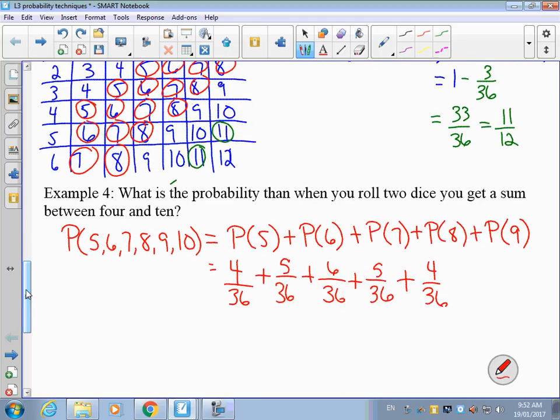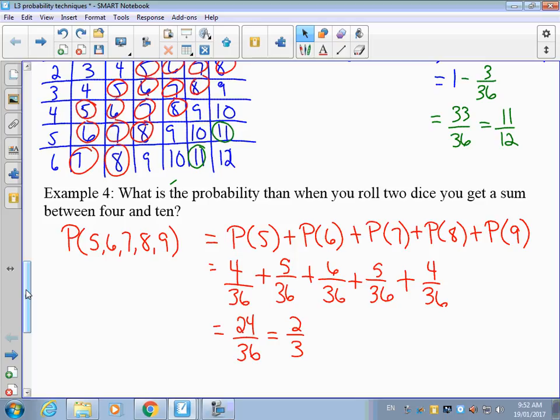So if I add those all up nicely together, I'm going to get the probability of rolling a number between 4 and 10: 5, 6, 7, 8, 9. Oh, I just realized I shouldn't have 10 there. Sorry, guys. Looked at my own answer and I should have 9 there. Those are the numbers between 4 and 10. All right, so I'm going to add these all up. 4 and 5 is 9, and 6 is 15, 5 is 20, and 4 is 24 out of a total outcomes of 36. And that would reduce, both of them divide by 12, to a 2 in 3 chance of rolling a 5, 6, 7, 8, or 9.